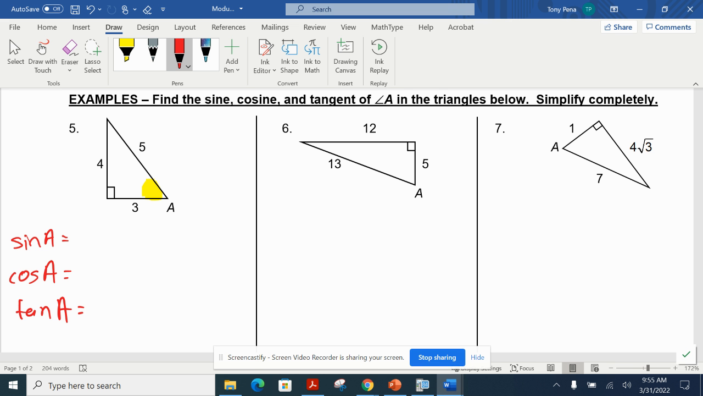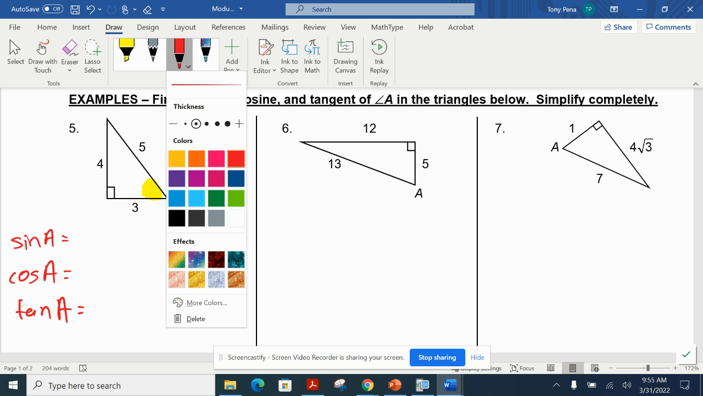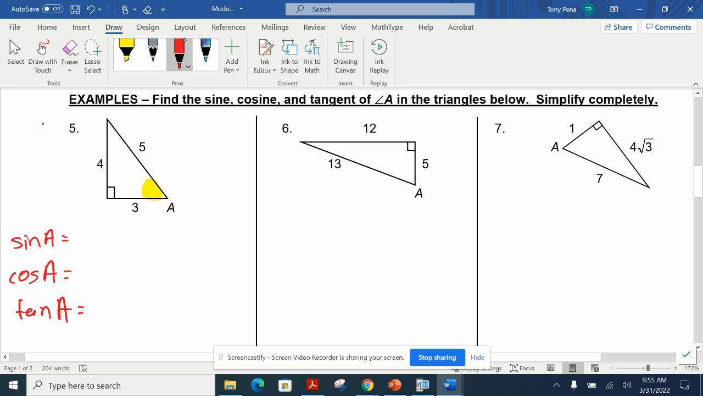Okay, nice gal. Usually pretty reliable when I call on her. Usually has the right answer. We're going to see. So Sarah, what'd you find for the sine of angle A? All right, is 4 over 5 correct? Good. The opposite side over the hypotenuse. So the opposite of A is 4, over the hypotenuse, which is the 5.